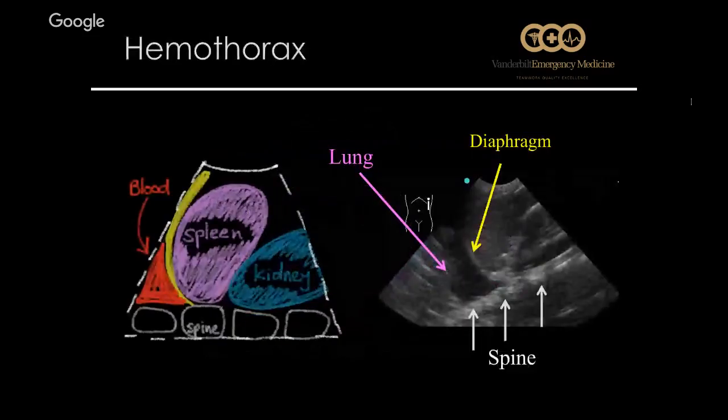Next slide. Here's a great example. So this looks like a left upper quadrant view. You can see the kidney top right of the screen, spleen sitting right on top of it, the diaphragm's labeled, and then you can see the spine going past the diaphragm, and we see that big wedge of hemothorax in the lung.